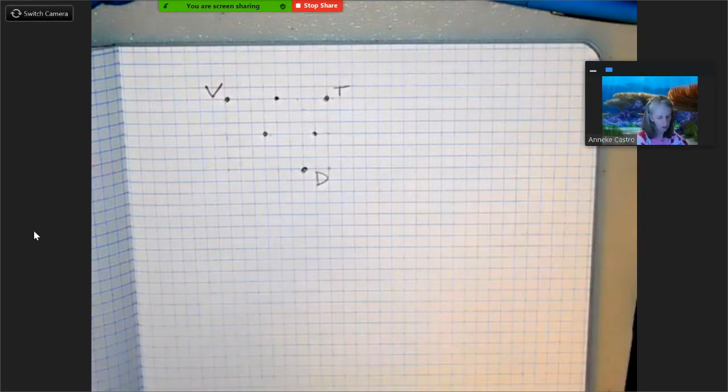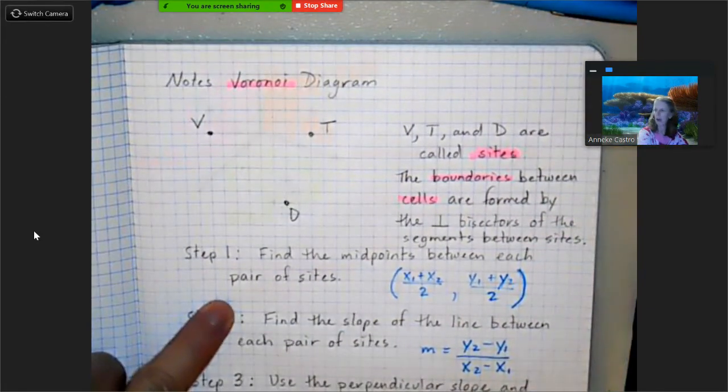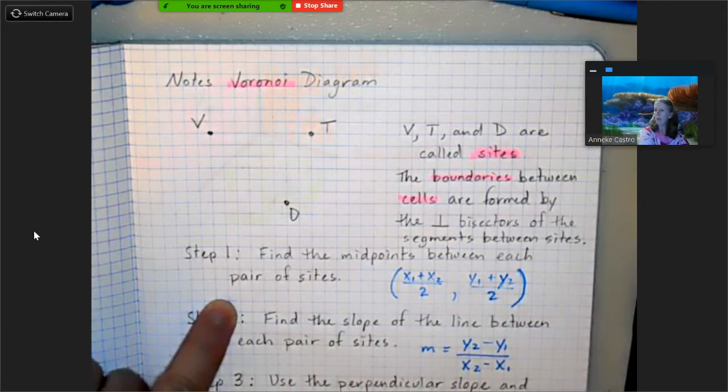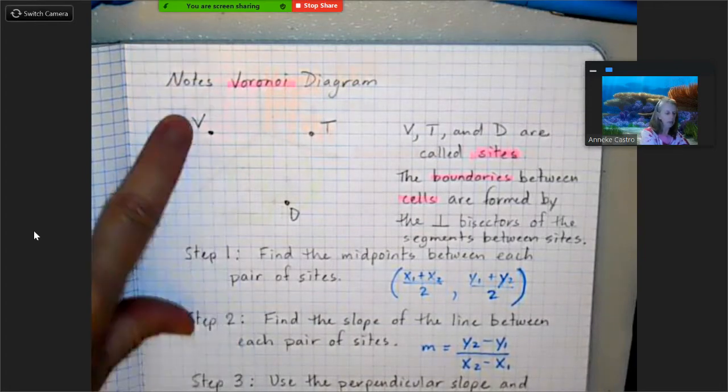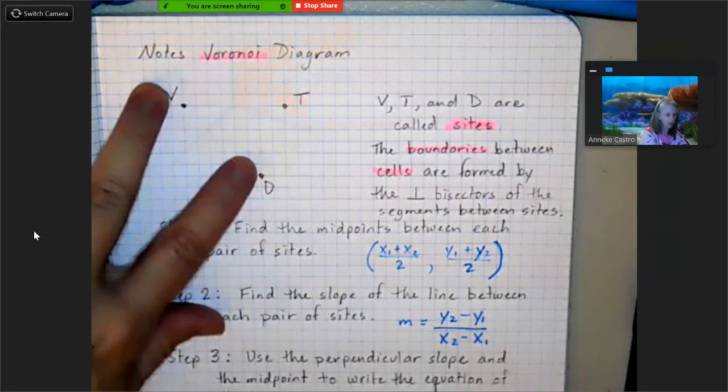Okay, that was step 1. If we look back at what we had to do, find the midpoints between each pair of sites. Oh, I realized what also got cut off on the notes before is, if you actually have coordinates for these points, here's the midpoint formula you can use to get the midpoint between 2 points.